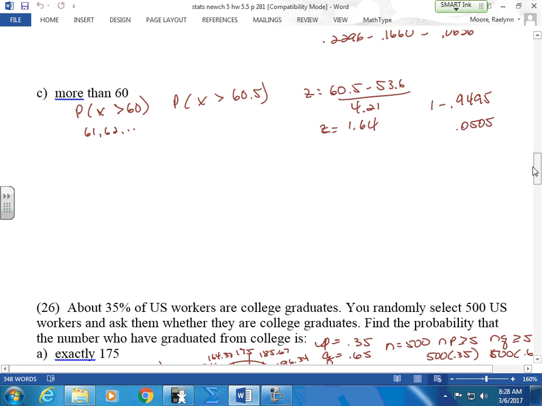And for more than 60, remember, start with the 60. Can you use 60? No. So the first number you can use is 61. So drop that 0.5. Will I ever hit a 60.5? No, the first number I will hit is 61, which I expected. And again, it's to the right. Make sure you subtract your area.